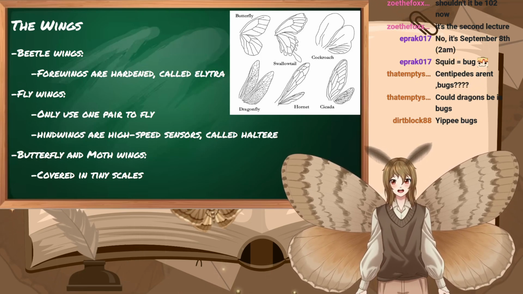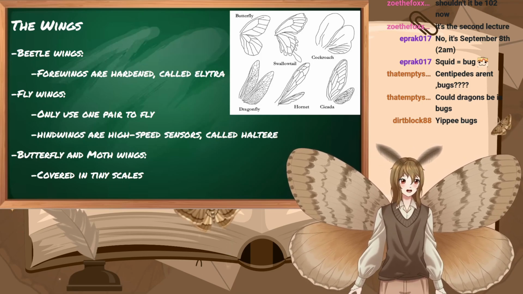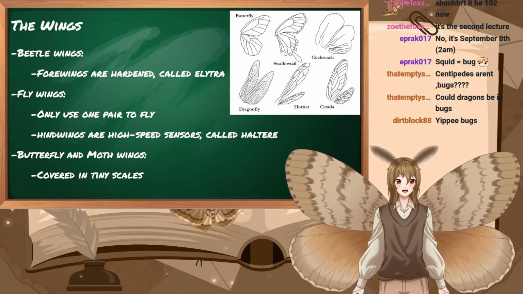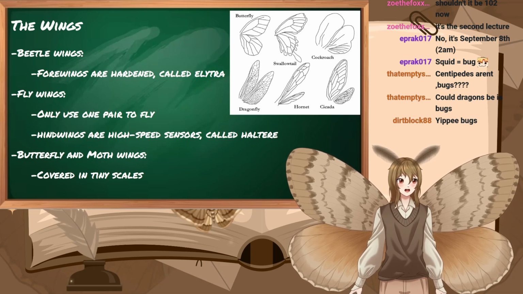And butterflies and moths are covered in tiny scales, which come off very easily when they're attacked by predators. That is why you don't want to touch butterfly or moth wings, because their scales come off and that is less defense against predators.